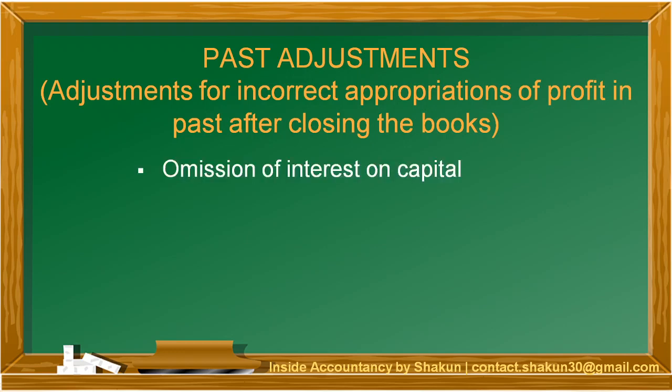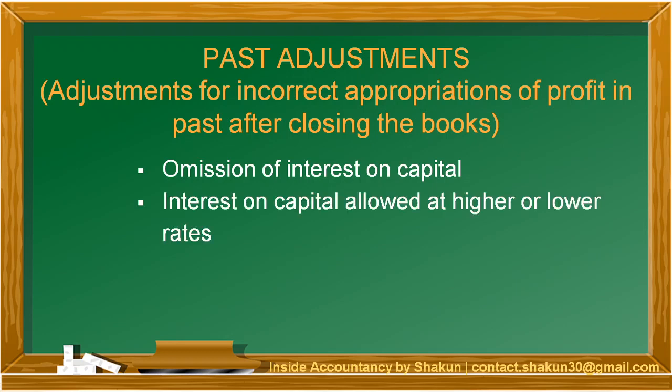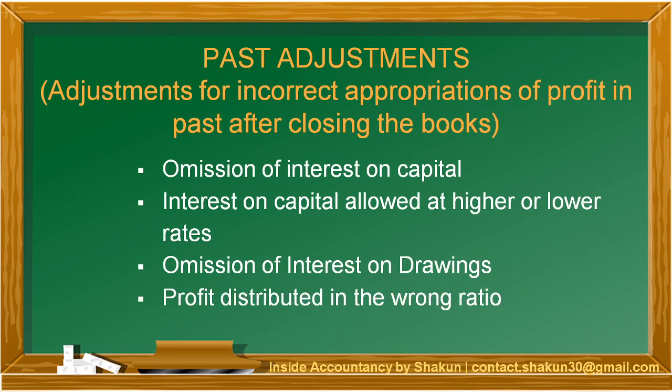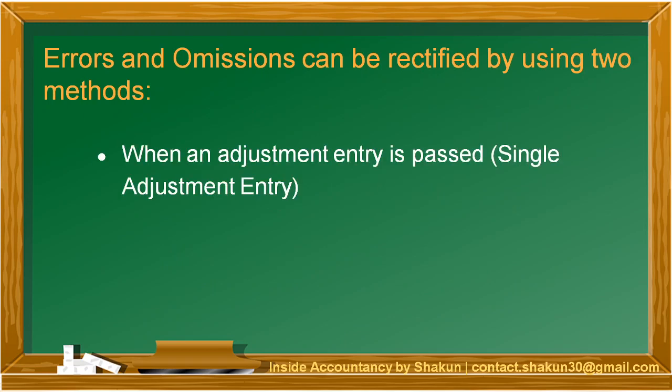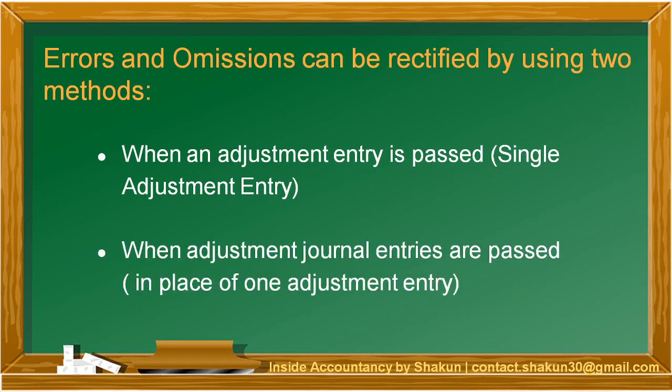These errors can be omission of interest on capital, wrongly charged, omission of interest on drawings, profit distributed in the wrong ratio, and there can be multiple omissions in a particular question. All these errors and omissions can be rectified by using two methods. First is when an adjustment entry is passed, that is, we pass a single adjustment entry because of which our errors are rectified and accounts are corrected. The second method is when several journal entries are passed in place of a single adjustment entry.